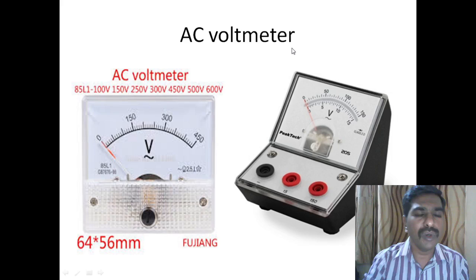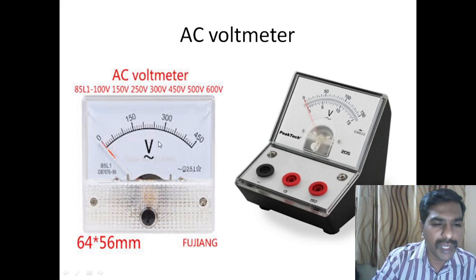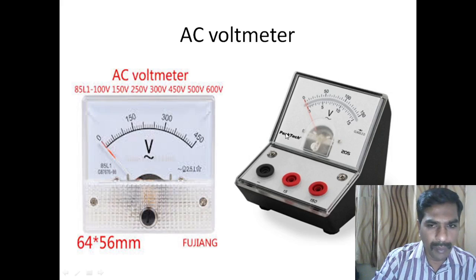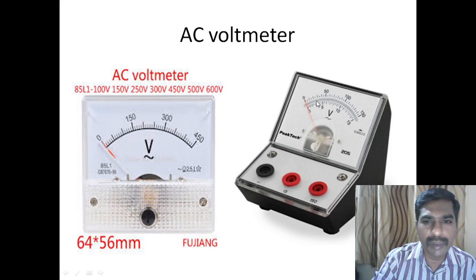And there is an AC voltmeter also. We indicate the voltmeter below. If they write a tilted S, you can observe this V and a tilted S, that indicates an AC voltmeter. Its range is from 0 to 450 volts. In this meter, 0 to 150 volts can be measured. And there are two ranges.